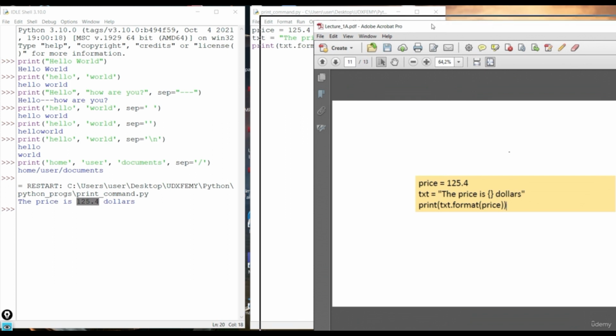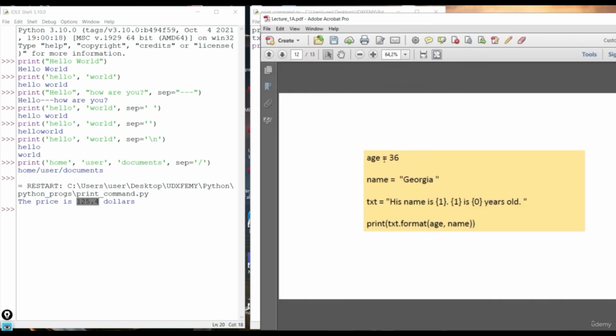Okay, now see another example illustrating the use of the format for the print statement. Here we have two variables. One of them is the age, and the value is 36. This is another variable. Value is a string here, and we have another string here. "His name {1} is {0} years old." This text is printed using the print command, and of course format is used here.